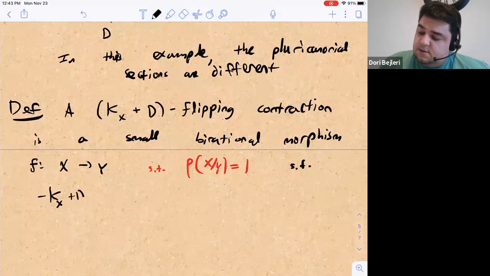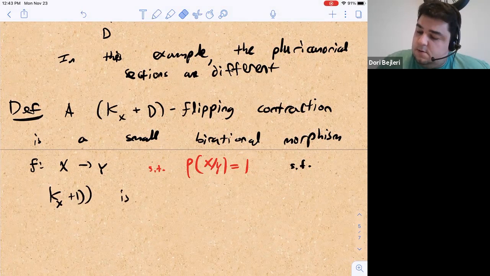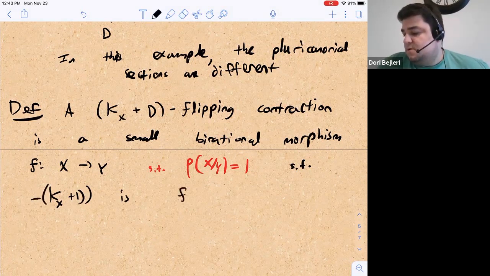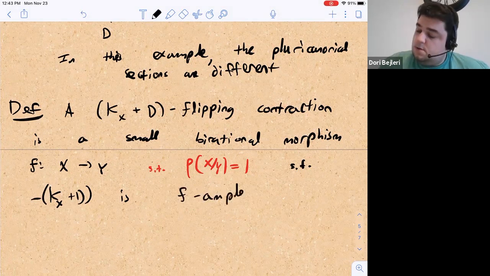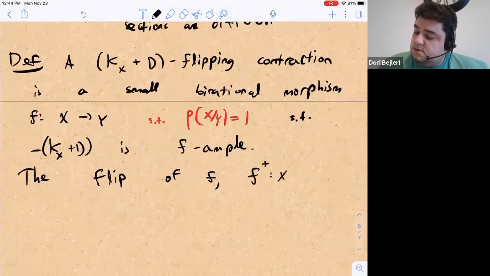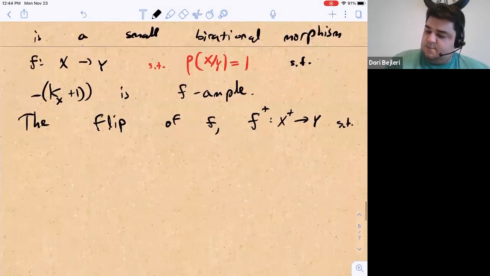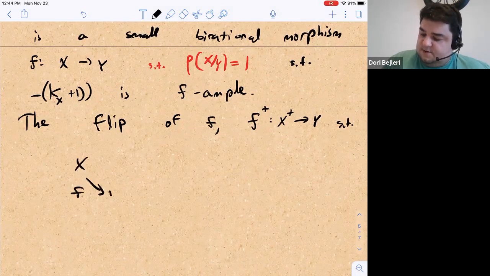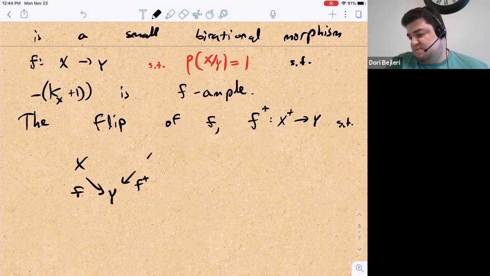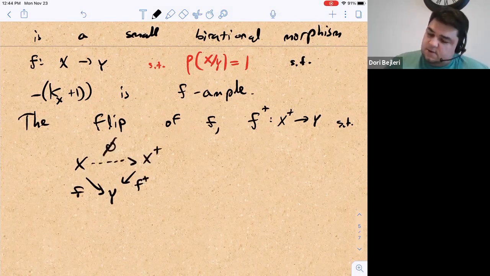So f from X to Y, sometimes with Picard rank 1, such that minus (K_X + D) is f-ample. And then the flip of f is a morphism f plus from X plus to Y, such that, let's draw a diagram. So we have X, we have our flipping contraction f from X to Y, we have our flip f plus. Let's give a name to this birational map here, call it phi.